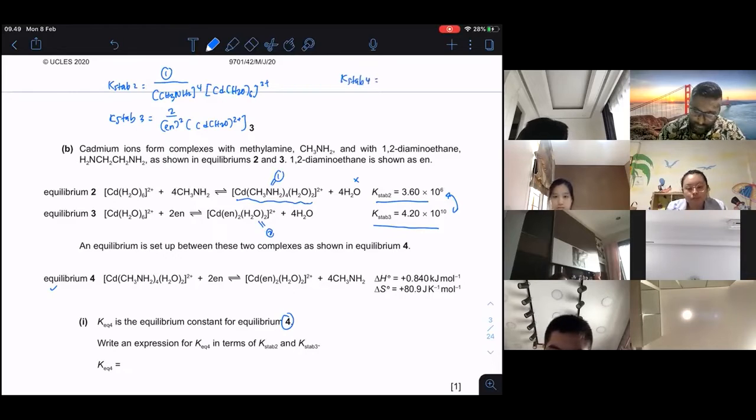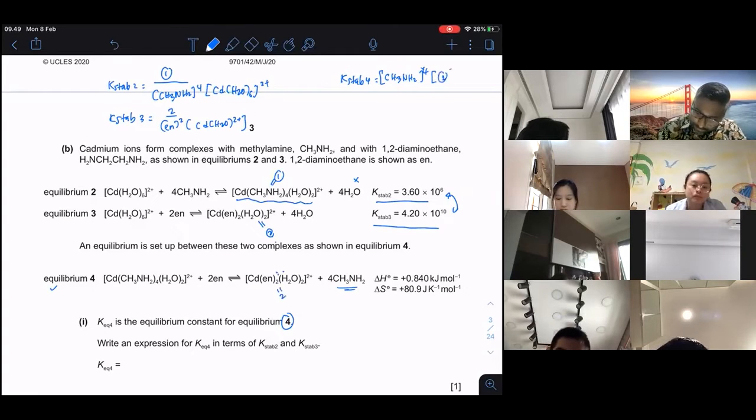Now I need to actually get the K step for 4, which is going to be, I need to have this one: CH3NH2 to the power of 4, and then this one, the number 2, divided by En to the power of 2. Then this is going to be 1. So 1.